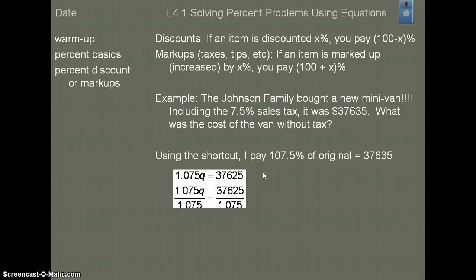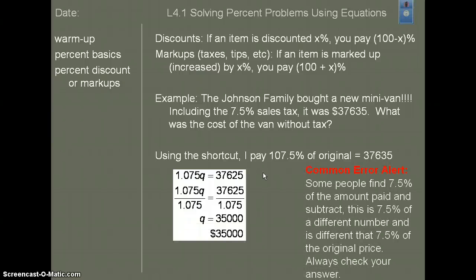We undo multiplication using division. We're dividing by 1.075, and we find out that the original quantity is $35,000. That was before taxes, so it is lower. $35,000 will answer our question. Again, a common error here is to find 7.5% of this number and subtract. But since this number is different than this number, the 7.5% of this number is different than the 7.5% of this number. So we want to check just to make sure. If this is the original price and I'm paying a 7.5% sales tax, will that give me the total amount paid? And in this case, yes, it does.